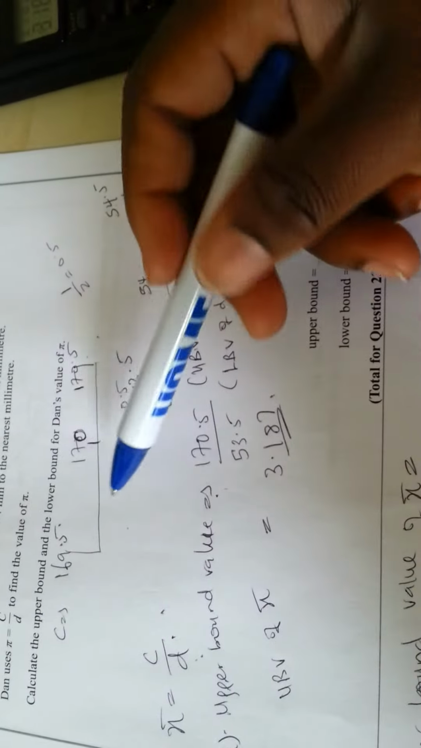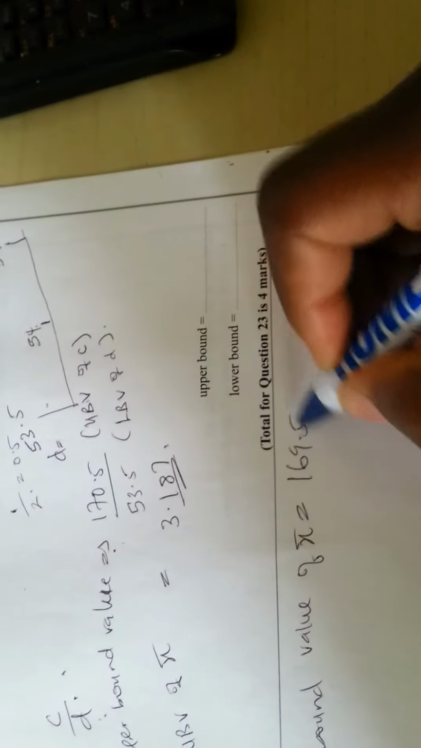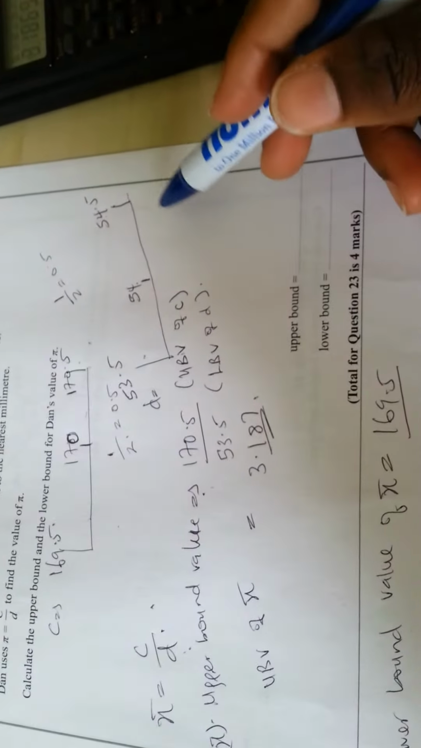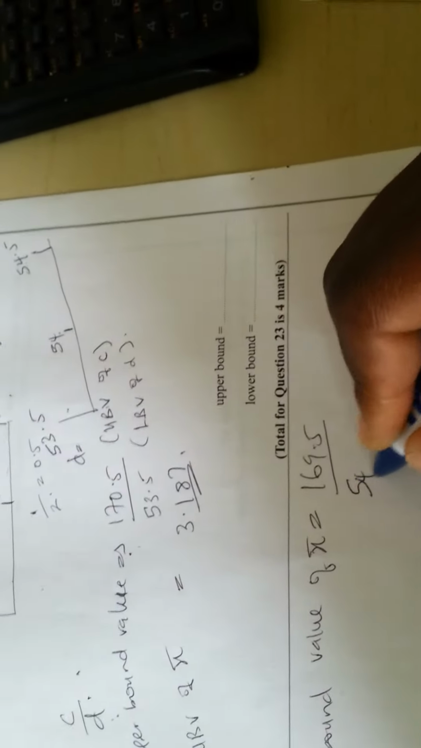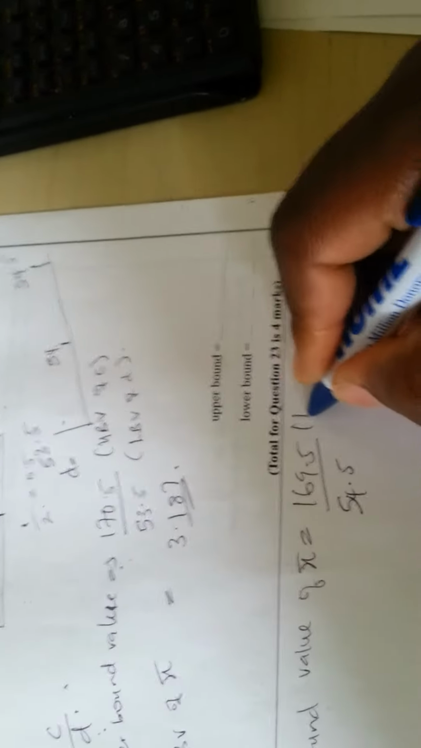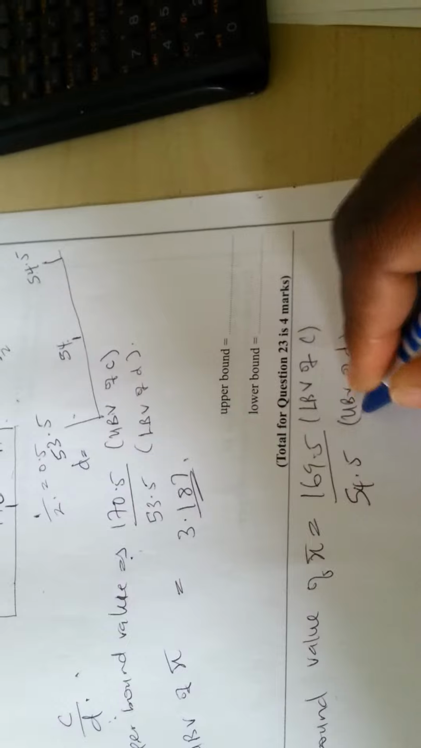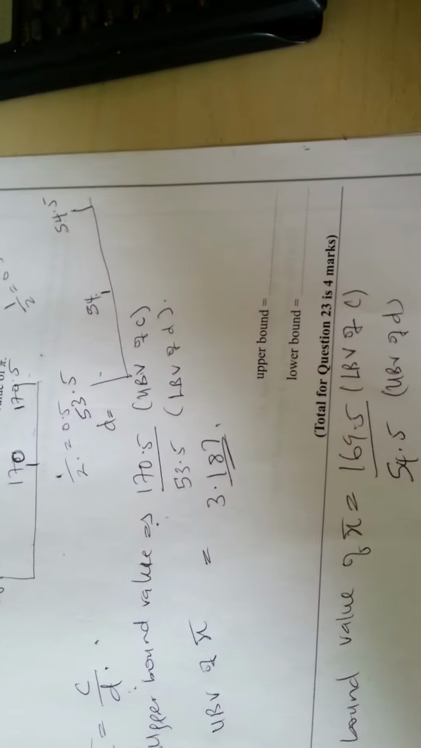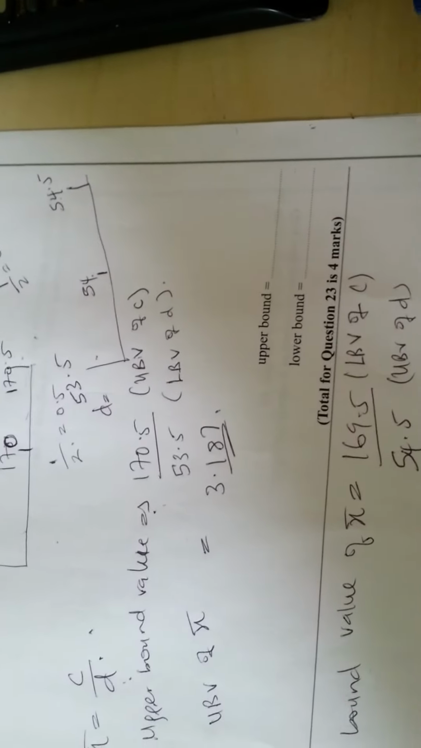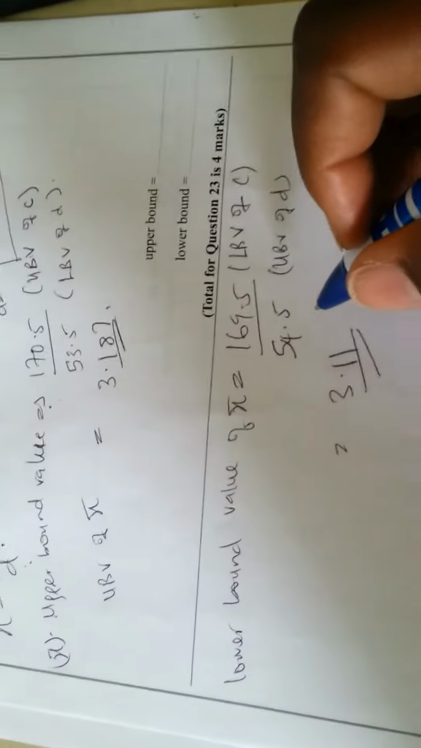Now for the lower bound value of pi, we're going to take the lower bound value of C, that's 169.5, and divide it by the upper bound value of D, 54.5. This is the lower bound value of C, and this is the upper bound value of D. So you have 169.5 divided by 54.5. You have 3.11. That's our lower bound value of pi.